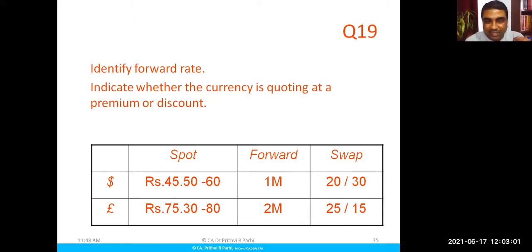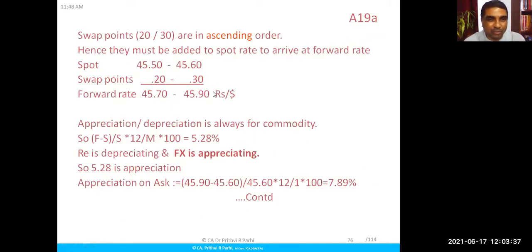Are you getting me? Sir, please say one more time. I'm a little confused by this one. You see, these are the swap points. Swap points in ascending order show it is appreciating, so you have to add these swap points here. But in the second case, 25, 15 is in descending order. 20, 30 is ascending order. When it is in descending order, you have to subtract. You have to deduct.